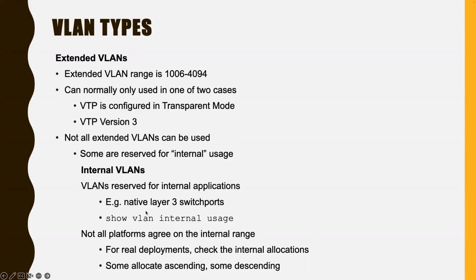For example, when we configure layer 3 switch ports on a switch, that also consumes some VLANs. When we log into our layer 3 switch, we can see this using the command show vlan internal usage. It will show you which VLAN is being used.